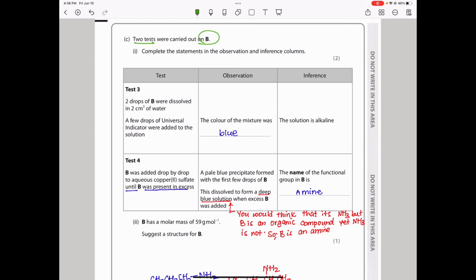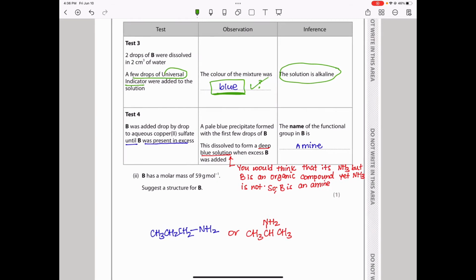So the first, test three says two drops of B were dissolved in 2 centimeters cubed of water and a few drops of universal indicator were added. Then they say the color of the mixture was blank when the solution was alkaline. Using a universal indicator to test any solution, you want to test the pH. If something is alkaline, it means the universal indicator is going to be blue in color. So that is the answer.